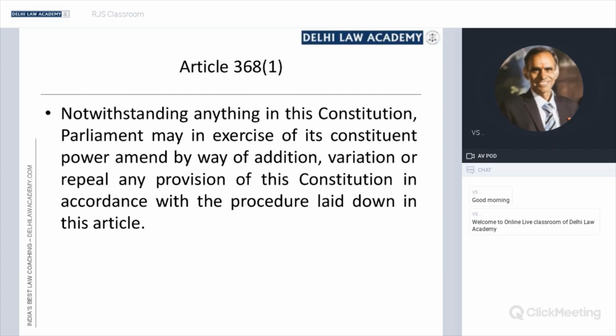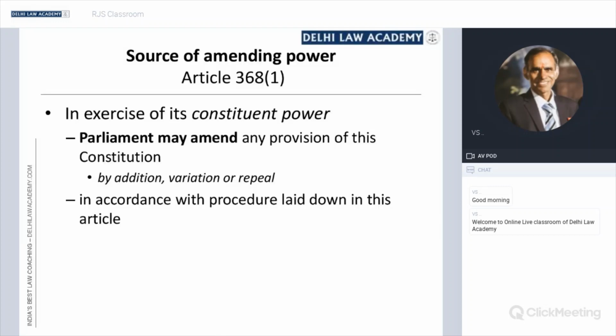Let us first see the first clause of Article 368 in the way it is presented in the Constitution. I'll just read it and then explain it. Notwithstanding anything in this Constitution, Parliament may, in exercise of its constituent power, amend by way of addition, variation, or repeal any provision of this Constitution in accordance with the procedure laid down in this article. Now, in the next slide, we will see the same provision in a simplified form.